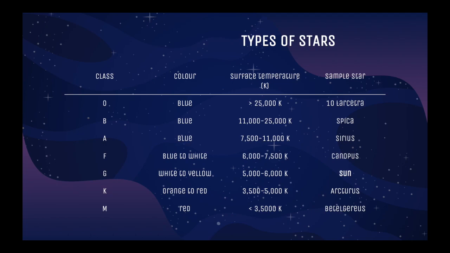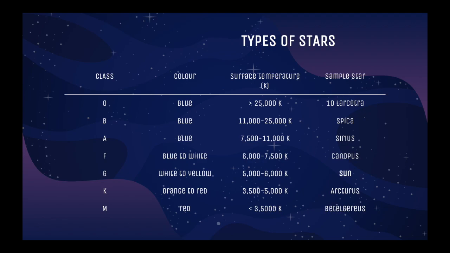The next class of star is the K star, which has a color of orange to red, with a surface temperature of 3,500 to 5,000 Kelvin. The example is the Arcturus star. Its main characteristic is metallic lines and some blue continuum.